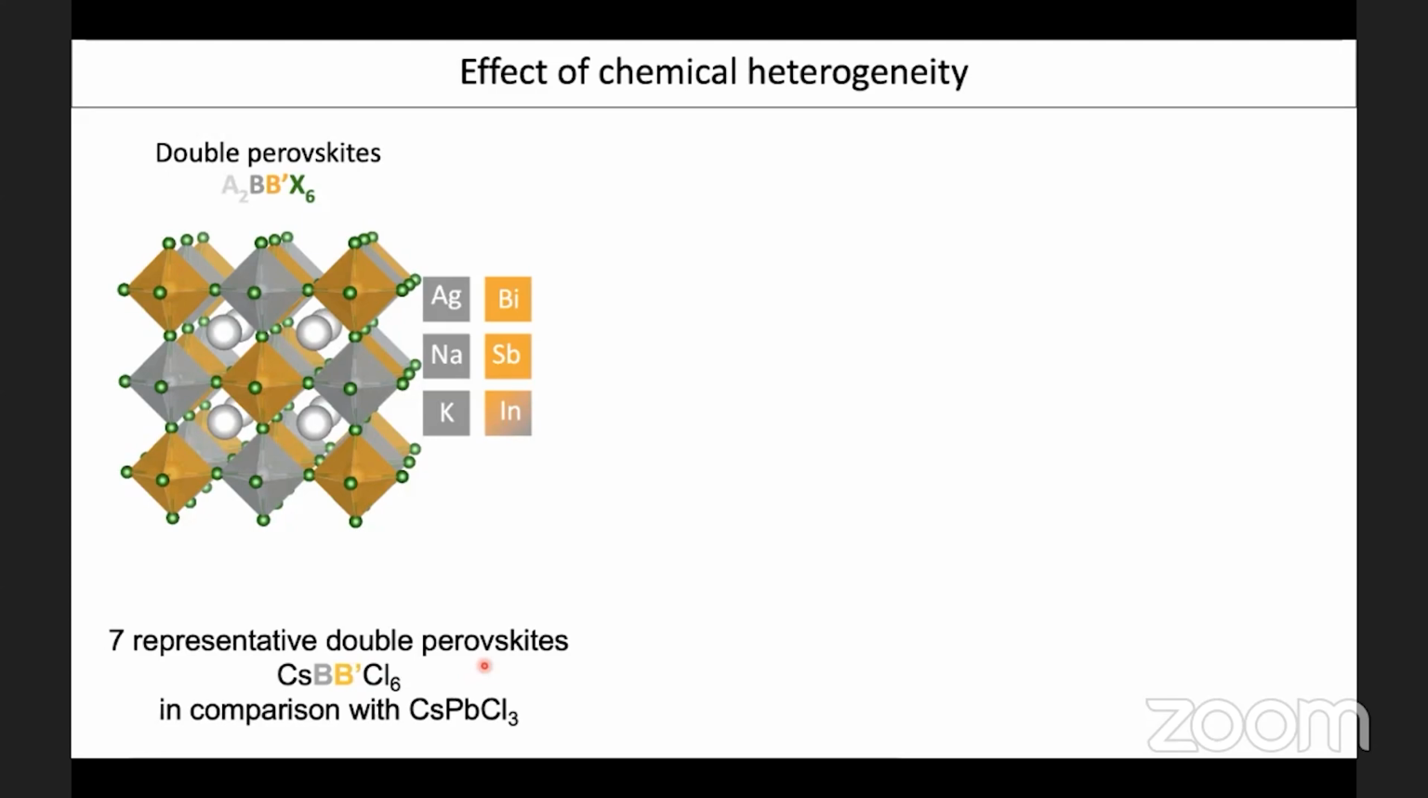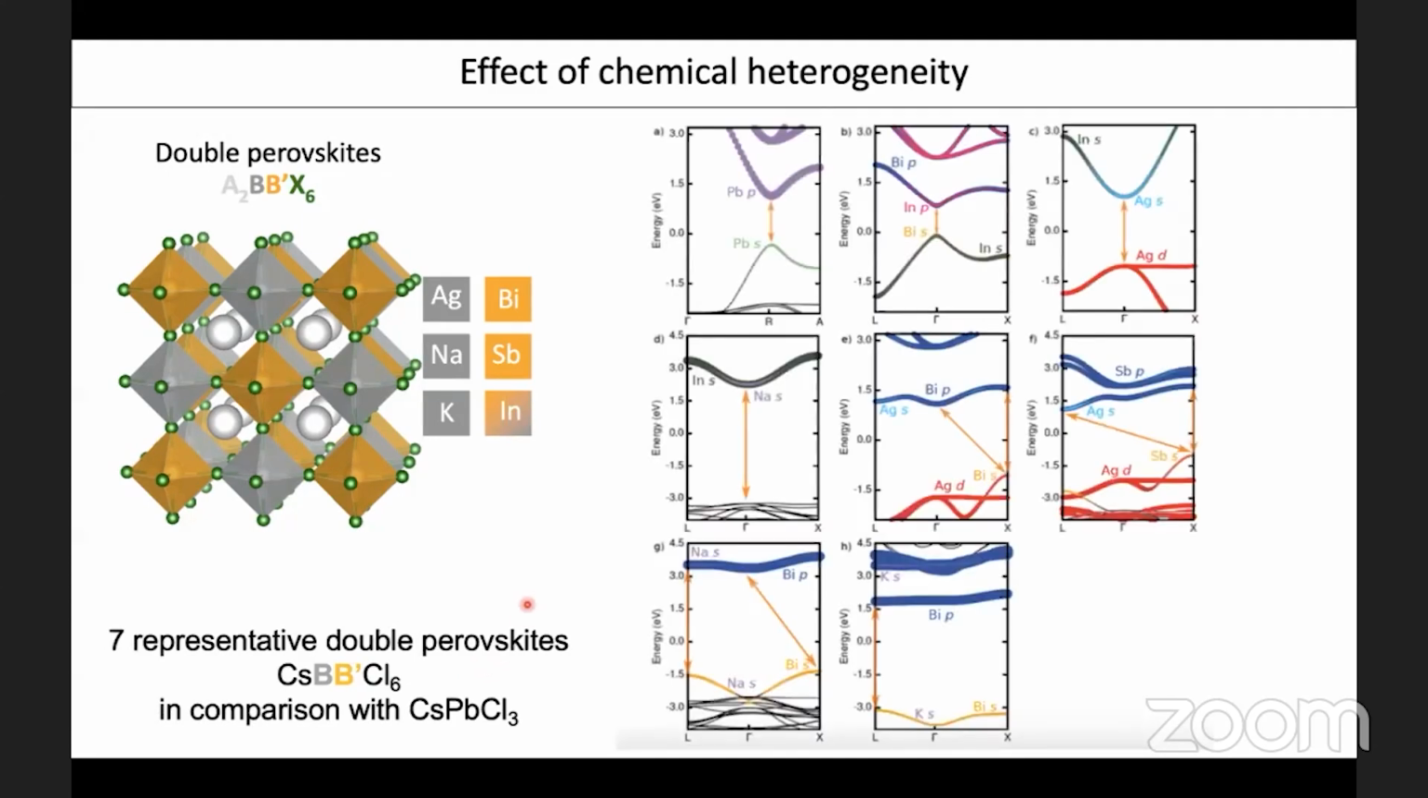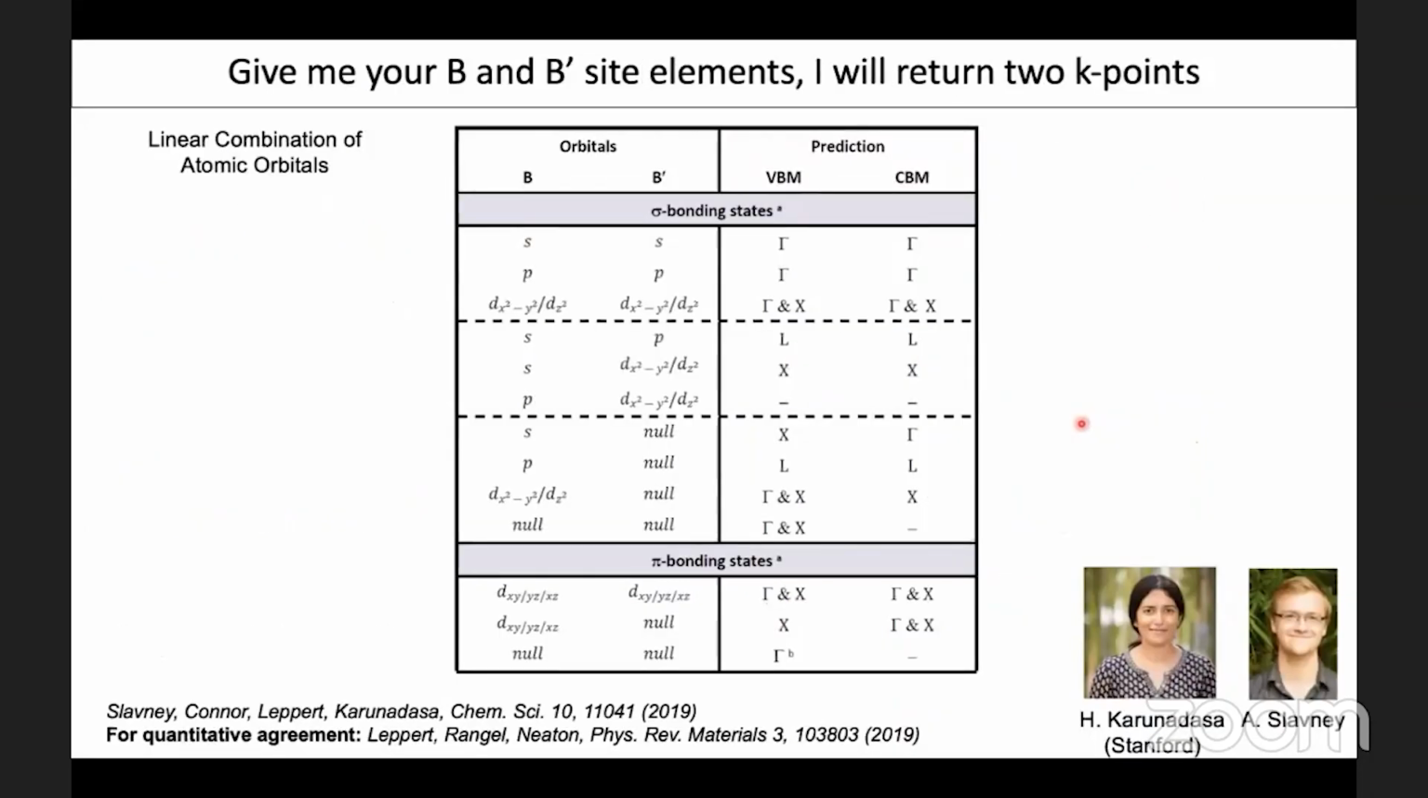We think that these double perovskites are representative. They have very different types of band structures. So don't look into the details here. The point of this plot is basically just to show you that we have all sorts of different band structures here, direct and indirect band gaps, also different character of the band edges. So that affects the symmetry of transitions. And then, of course, also different band gaps.